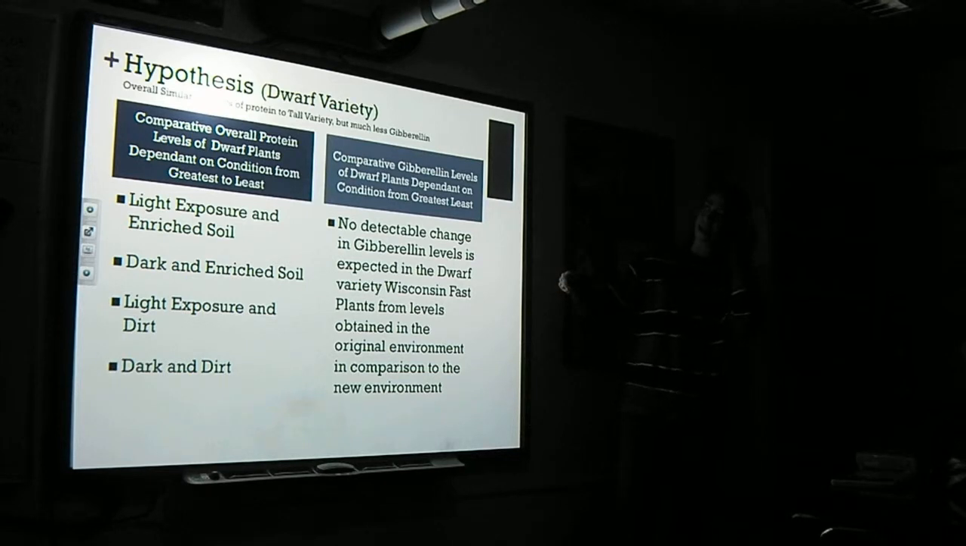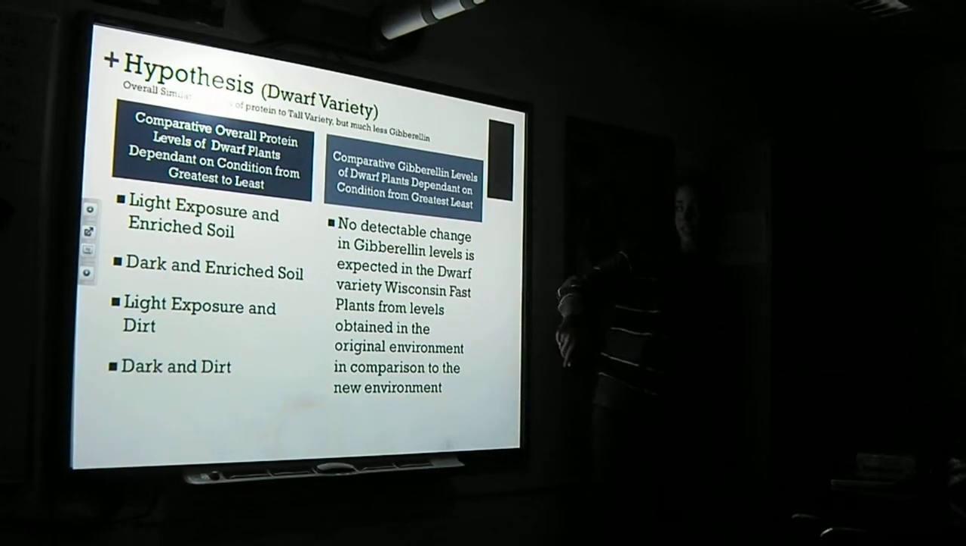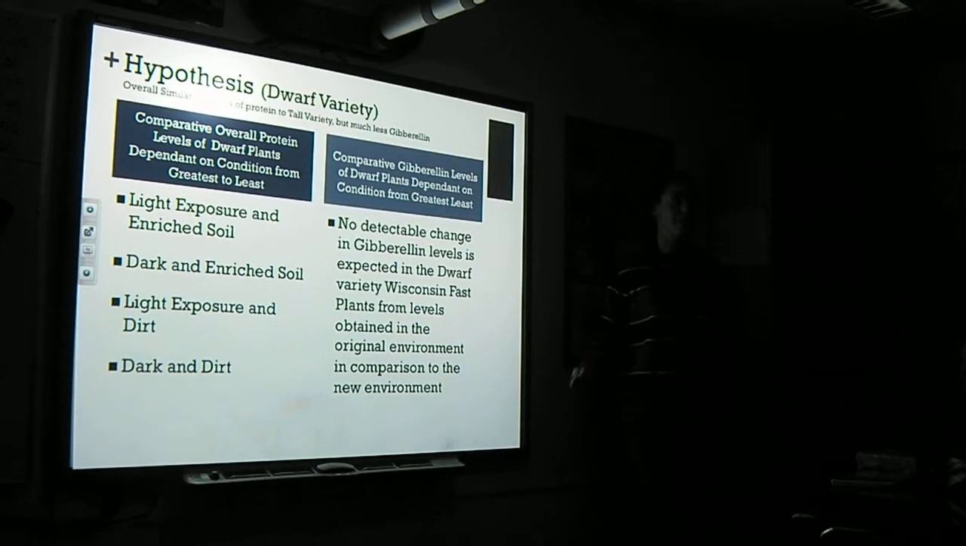So for the dwarf variety, I predict that overall they're going to have similar protein amounts, smaller, but they're going to have a lot less gibberellin because that's the gene that I expect to cause the dwarf variety. And the order is the same for the overall protein: light exposure and enriched soil, dark and enriched soil, light and dirt, and dark and dirt. But for gibberellin, I expect no detectable change in the gibberellin levels based on the different conditions that each plant is put in.